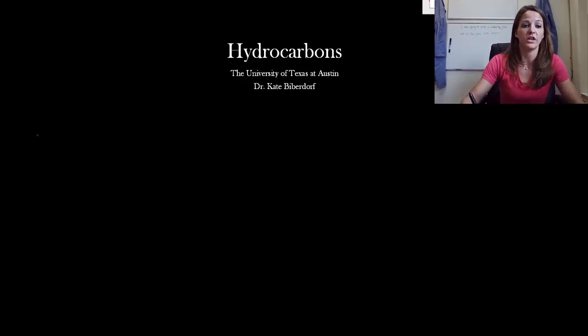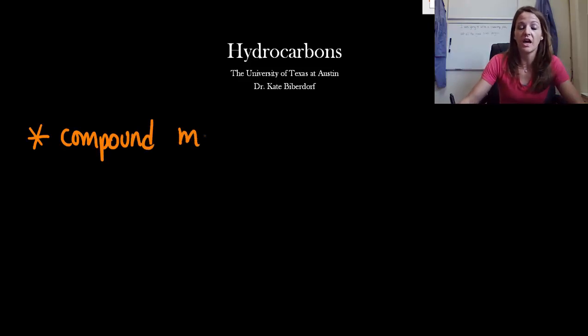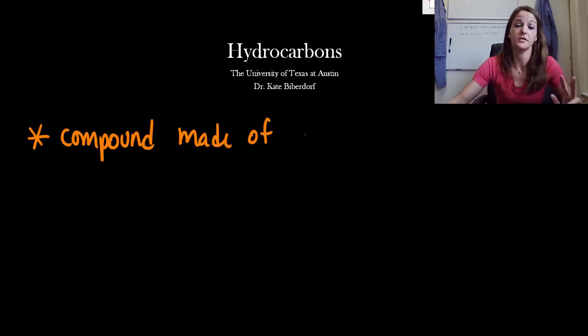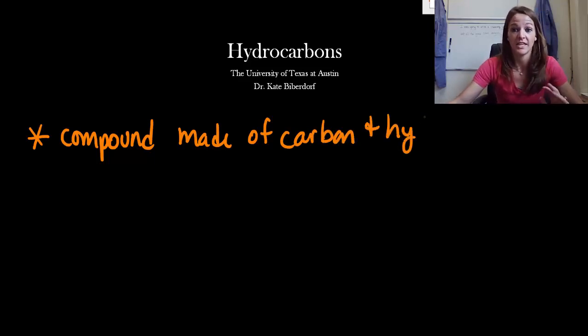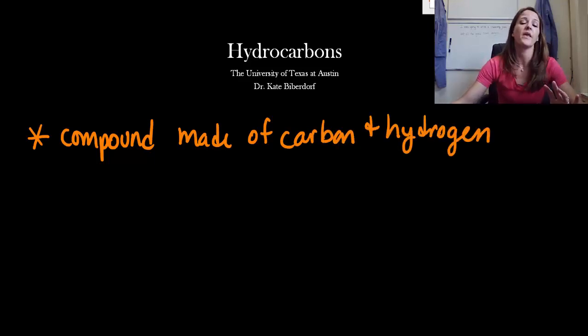So let's start off with a very basic definition. A hydrocarbon is just a compound made entirely of, and this is obvious, carbon and hydrogen. But that's it. That's all that's in the compound, okay? So we have three different classifications of a hydrocarbon: an alkane, an alkene, and an alkyne. You must know the definition of these.